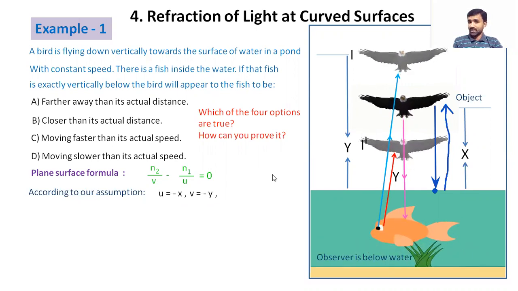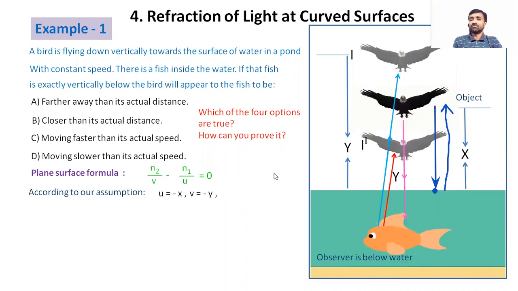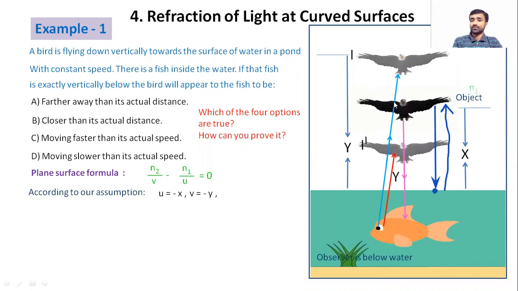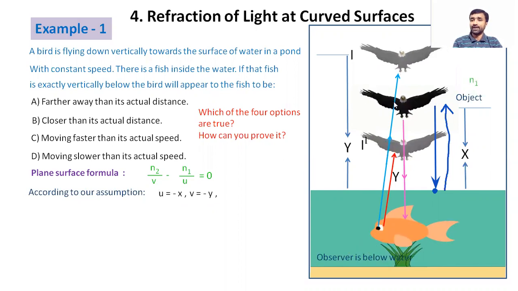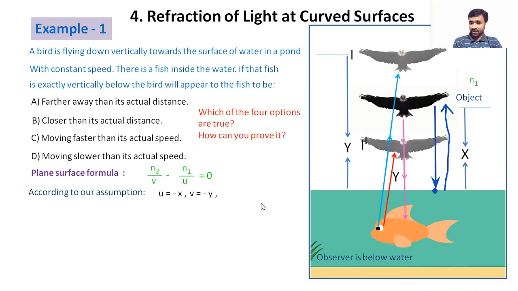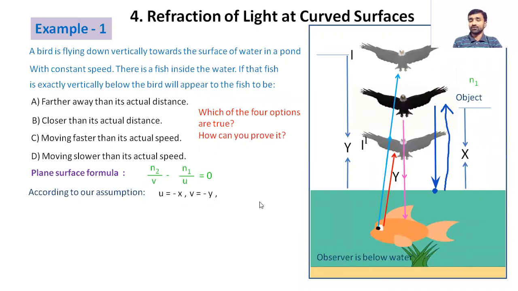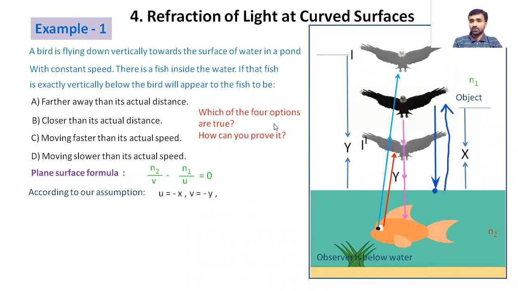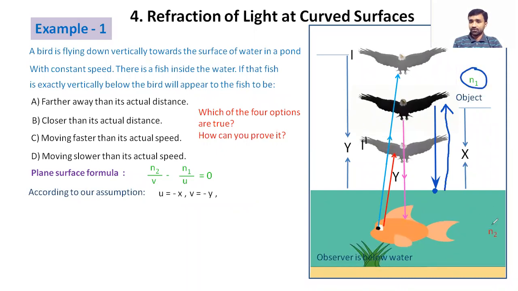So I got u and I got v. What do I need? n1 and n2. What is n1? The refractive index of air, medium 1. Then the refractive index of medium 2, water, is n2. So n1 is the refractive index of air, and n2 is the refractive index of water.